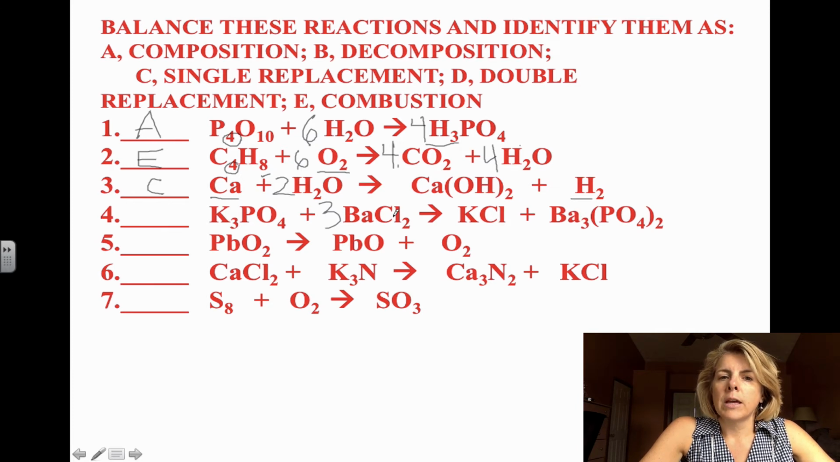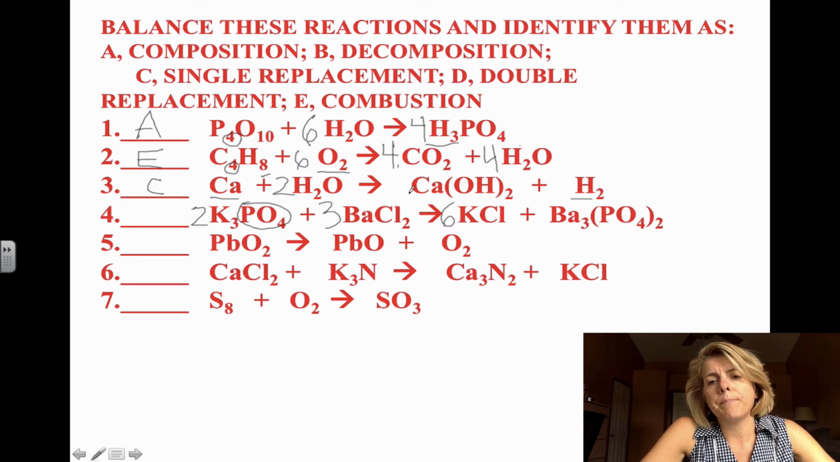But notice I have 6 chlorine here. So I'm going to put a 6 in front of KCl. That's going to give me 6 potassium and 6 chlorine. So in order to balance that out, I'm going to put a 2 in front of potassium phosphate. And remember, you can treat these polyatomic ions as one unit. Notice there's a 2 here. If I put a 2 in front, this multiplies this whole polyatomic ion by 2. So overall, this does balance the equation.